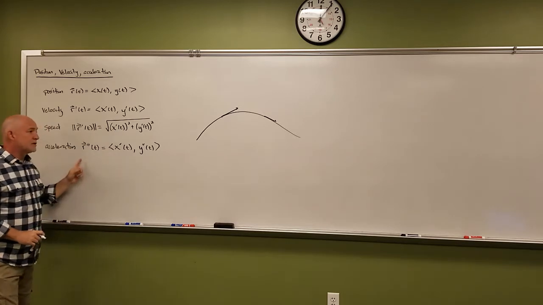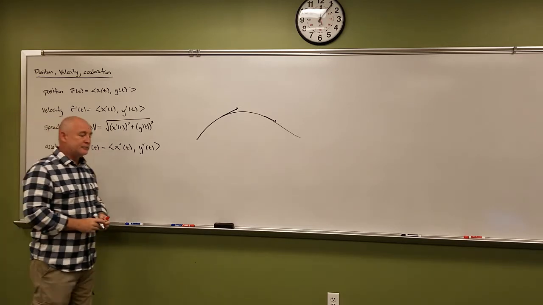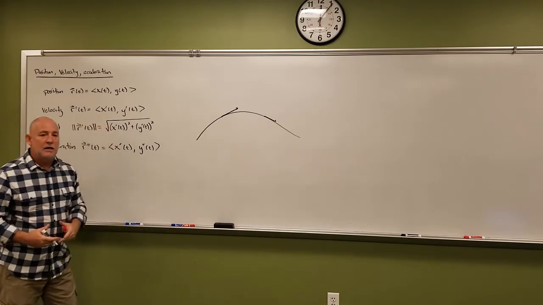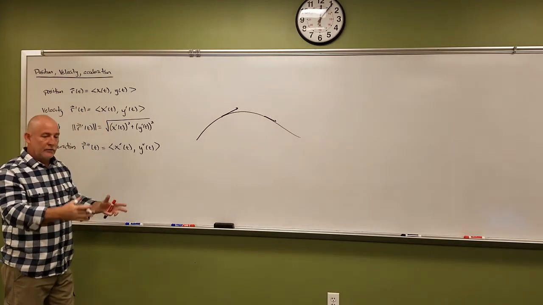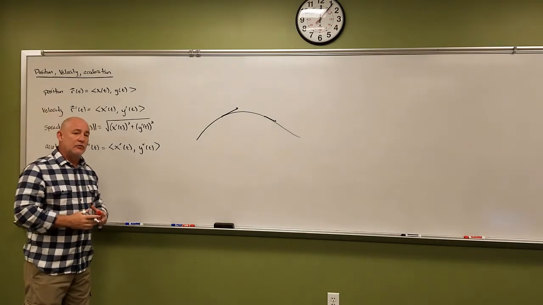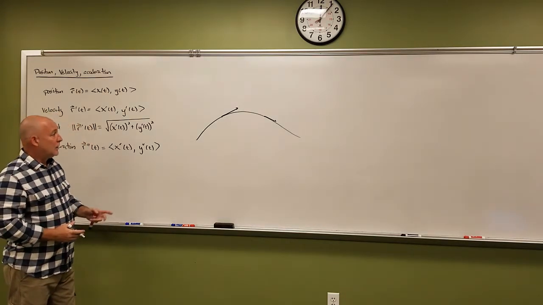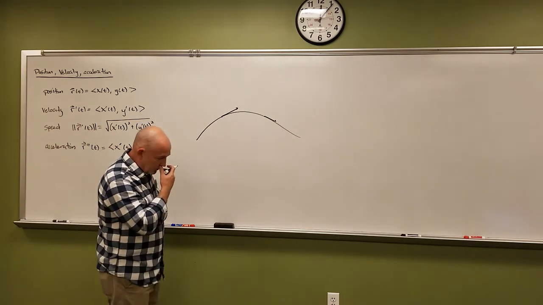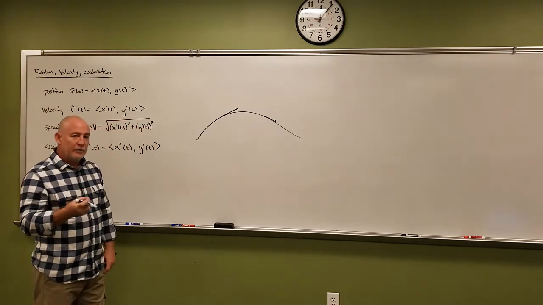Now the acceleration is the second derivative. Now back in Calc 1, the second derivatives talked to us about concavity, you know, which way the graph was either concave down or concave up. It's a little bit different here because now we're talking about motion. The second derivative is talking about acceleration. Well, here's where we need to get just a little bit of physics in here.